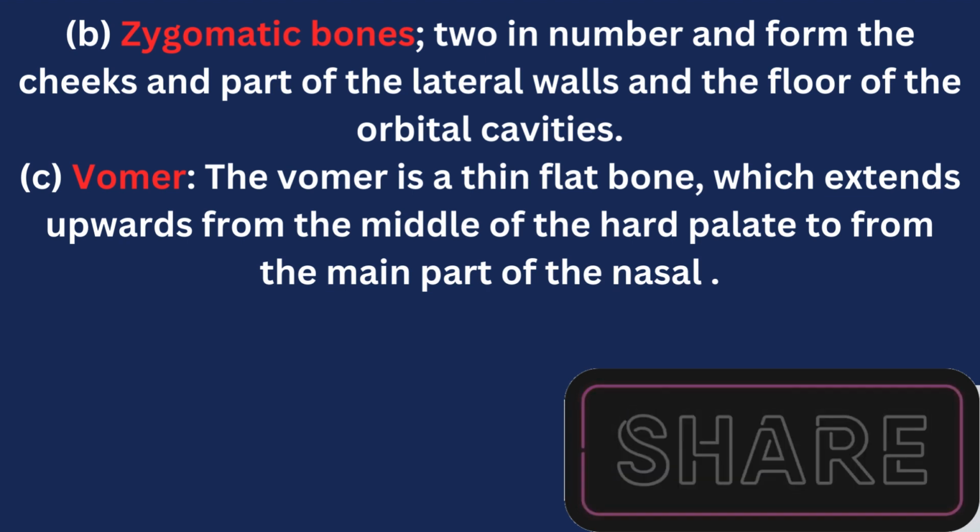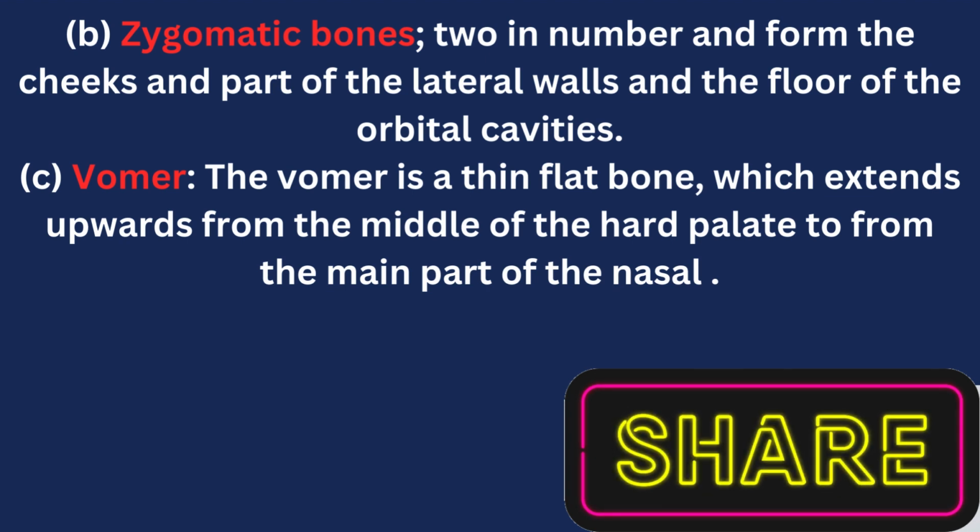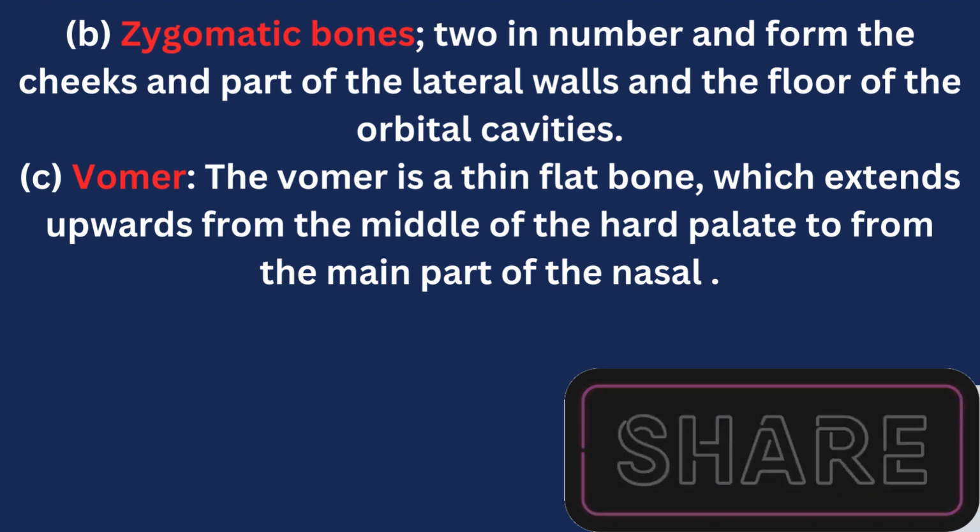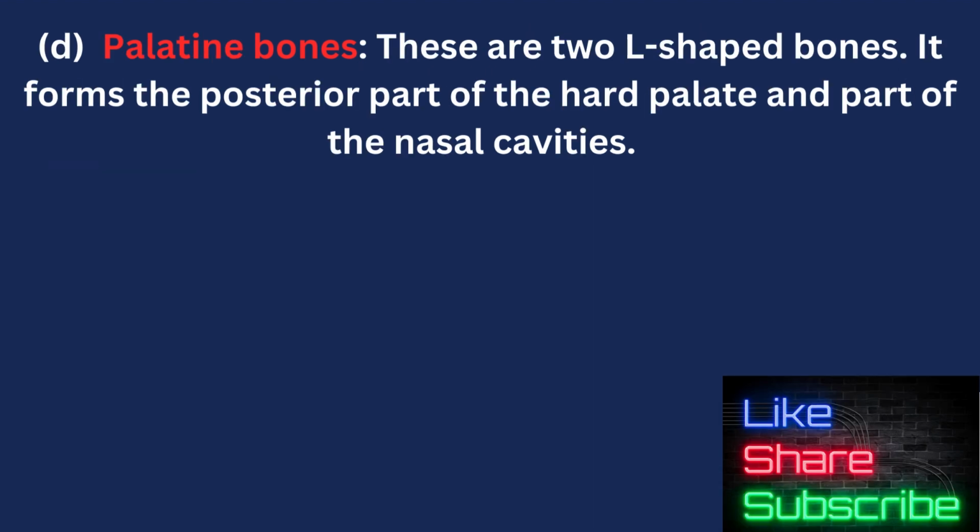C. Vomer. The vomer is a thin flat bone, which extends upwards from the middle of the hard palate to form the main part of the nasal septum. D. Palatine bones. These are 2 L-shaped bones. They form the posterior part of the hard palate and part of the nasal cavities.